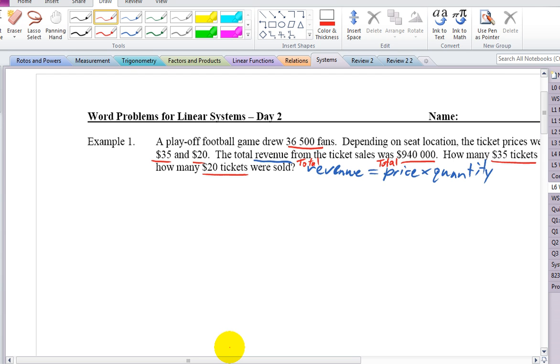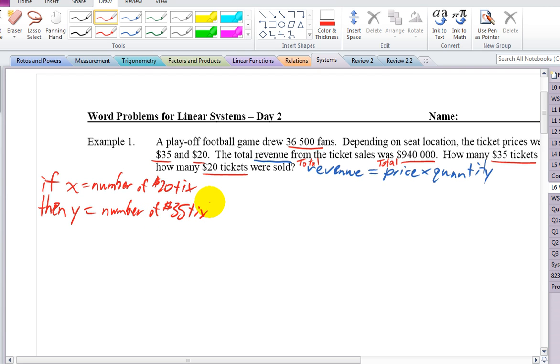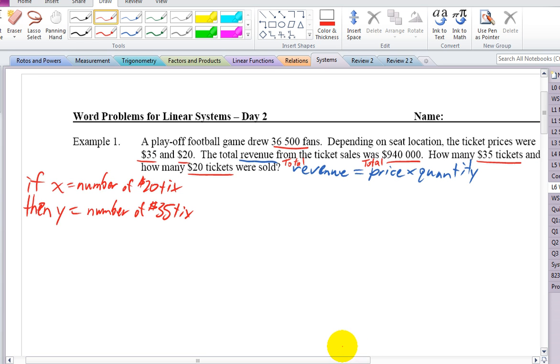So what we can do is do an if-then statement or make a legend. If X equals the number of $20 tickets, then what would Y equal? The number of $35 tickets. Okay. Now we're going to assume there's no scalpers and everyone bought a ticket, went to the game.